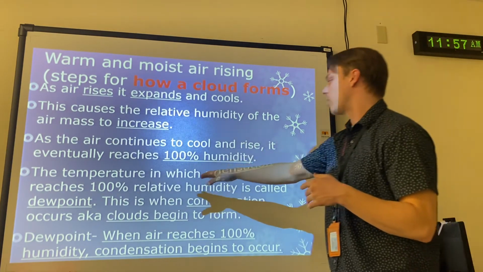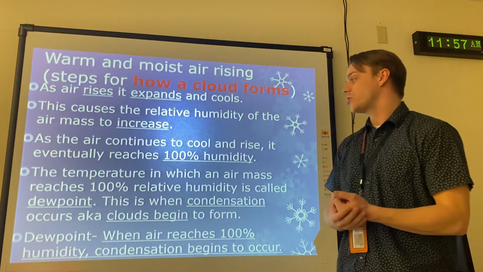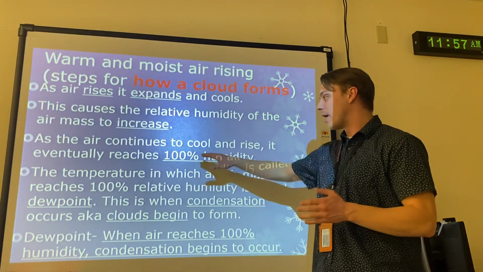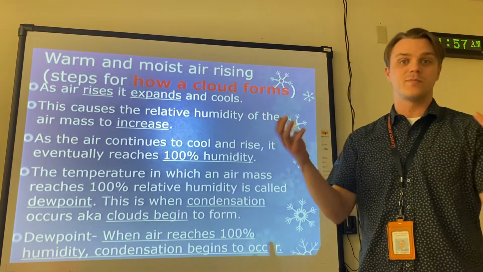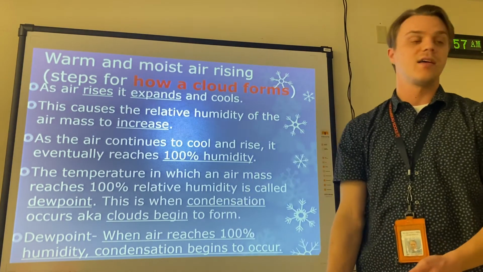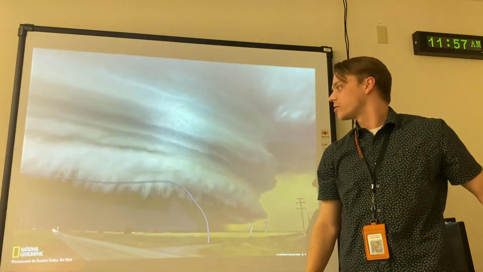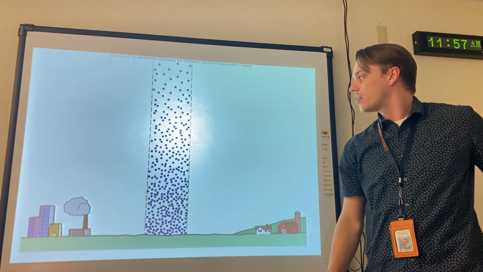When the air reaches 100% humidity, this is called the dew point, and this is when condensation occurs, or when clouds begin to form. Eventually, the droplets begin to touch each other, form larger droplets, and they end up falling from the sky. That is precipitation, or rain. So that's the basics of how a cloud forms.